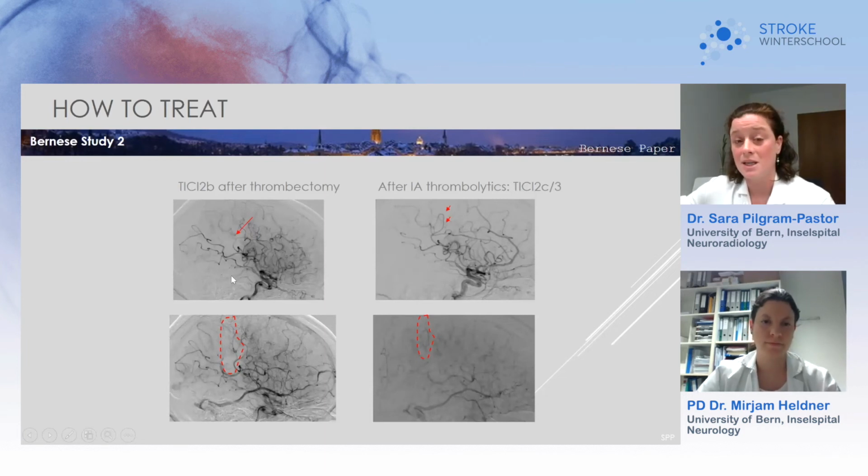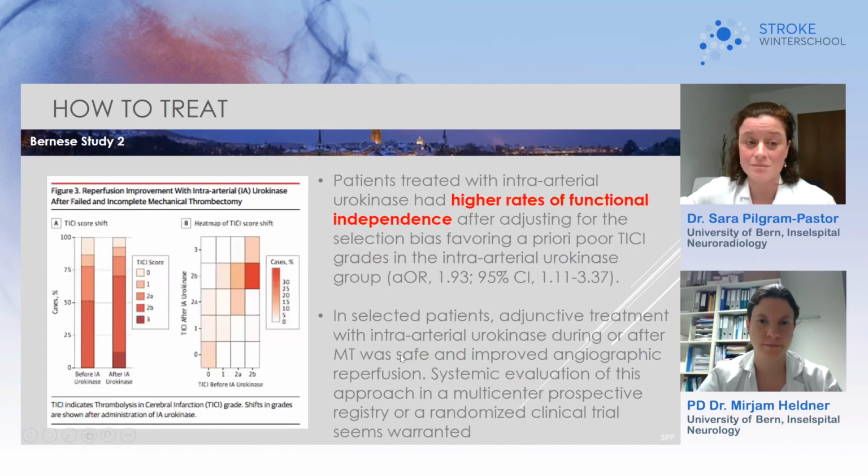Here's just a picture example. I just found that we had not seen enough angiograms. So there's a TICI 2B after thrombectomy, and here you see that there is a vessel missing, and also in the parenchyma phase there is a parenchyma deficit in the central region, so quite an eloquent region. After the application of the thrombolytic, this vessel showed up again, and we could see a nice reperfusion in this area.